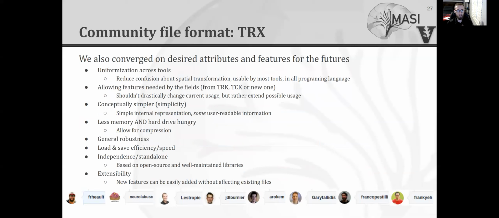So that's why we came up with a list of what we wanted to do in the new file format: spatial transformations that are easier to process, more features that could be added in the future, conceptually simpler, and a lot of memory saving or hard drive saving using compression. And this was discussed between people from MRtrix, Dipy, DSI Studio, different software libraries, and all of that was a community effort to come up with a list of requests, or what we desire for a file format.